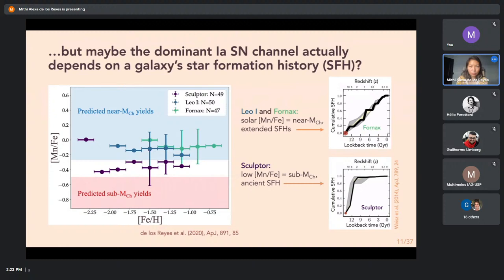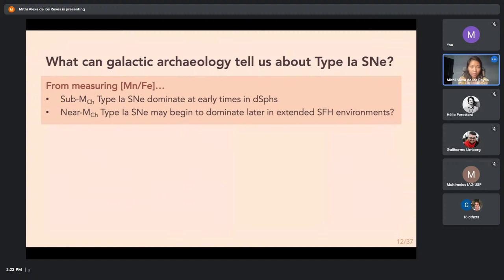So what this tells us is that at early times in galaxies like Sculptor that are super ancient, it's these sub-Chandrasekhar mass type 1a supernovae that dominate. But then at later times, if your star formation history is extended enough to actually see this happen, there's a transition to more massive type 1a supernovae.